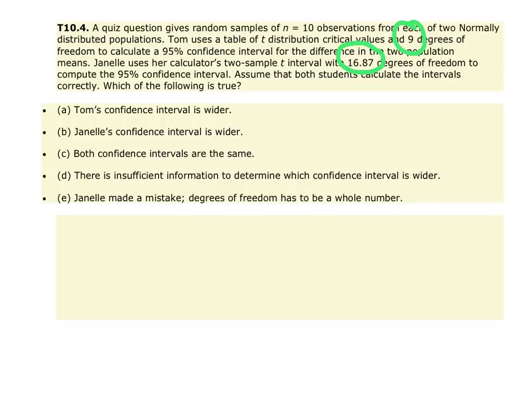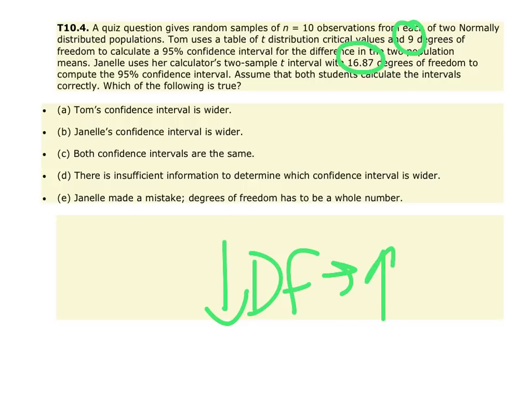Degrees of freedom is related to sample size, though. So if degrees of freedom go down, as in Tom's case, it means we have a smaller sample size. A smaller sample size is going to have higher variability or higher standard deviation. And if you have a higher standard deviation or standard error, that's going to make your margin of error increase. So ultimately, it's going to cause the confidence interval to be wider.